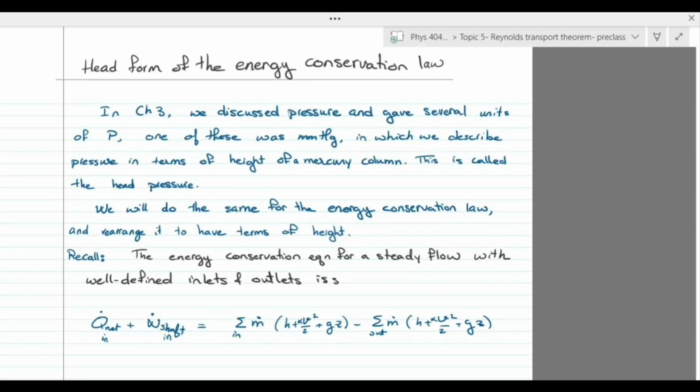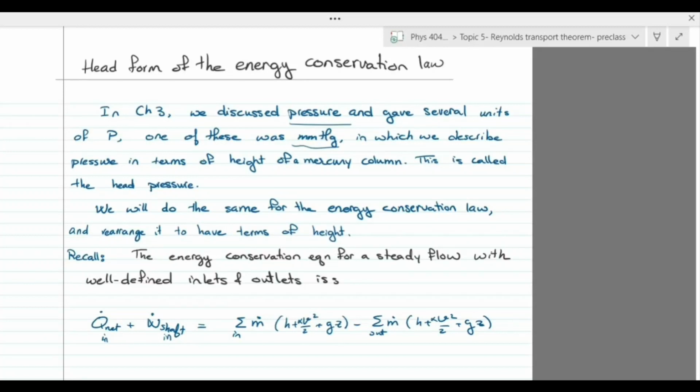In chapter 3 we have discussed pressure, and we gave several units of pressure, and one of these was the millimeter Hg, if you remember, and that was a unit in which we describe the pressure in terms of the height of a mercury column. This is called the usage of a head pressure, in which we actually describe the pressure in terms of heights of a fluid rather than the SI units. And we will do the same thing for the energy conservation law.